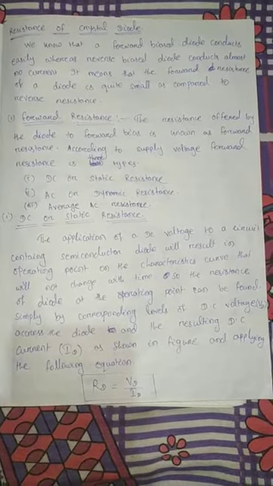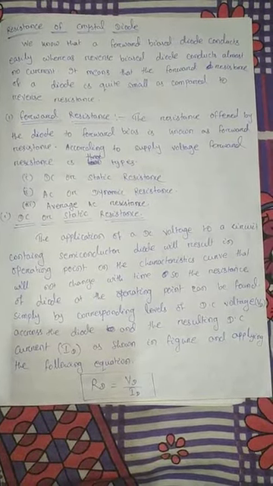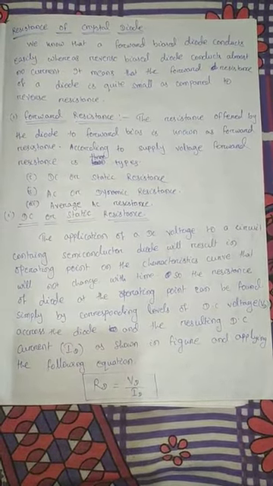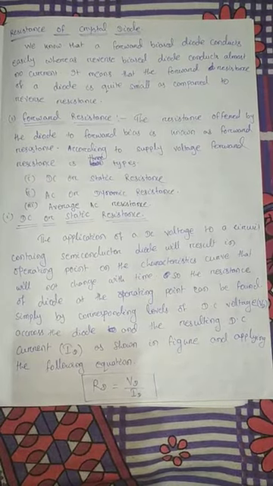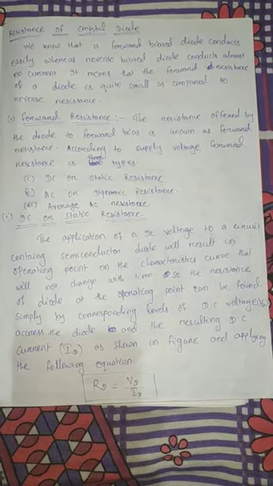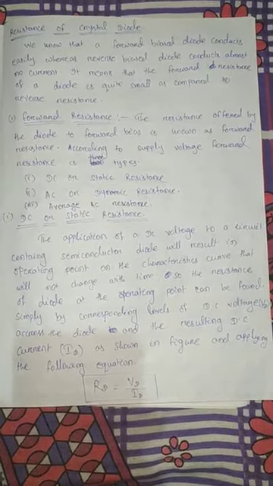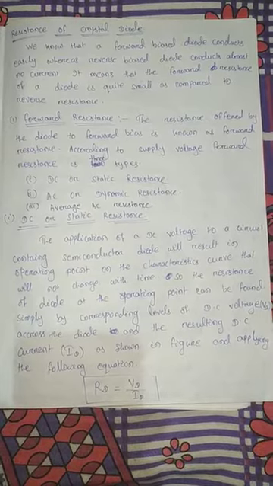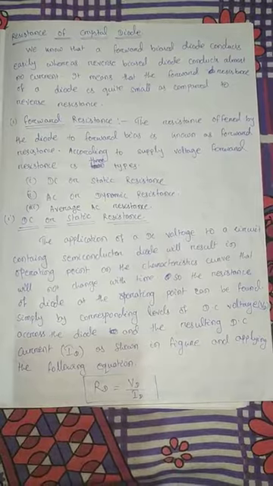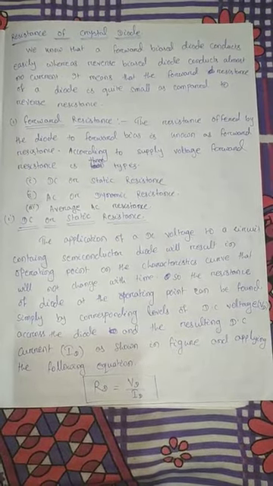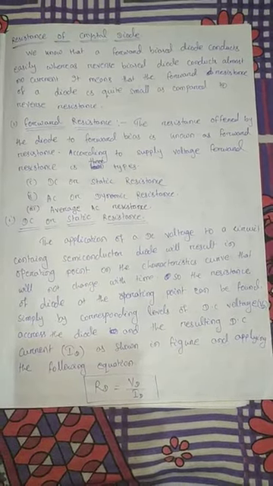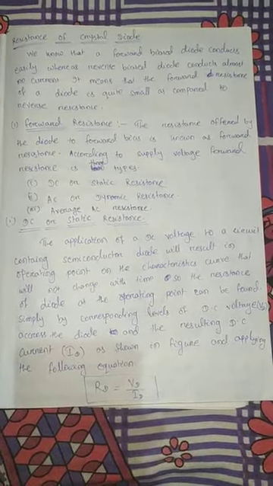Now coming to the forward resistance. What is forward resistance? The resistance offered by the diode to the forward bias condition is known as forward resistance. That means the resistance provided by the diode in case of forward bias conditions is known as forward resistance. According to the type of supply voltage, there are three types of forward resistance. One is DC or static resistance, second is AC or dynamic resistance, and third is average AC resistance.